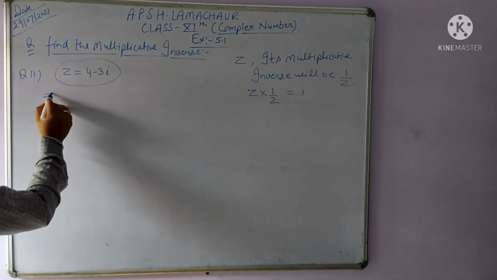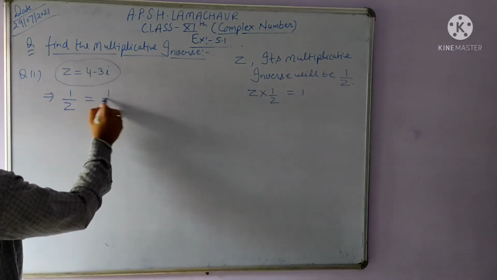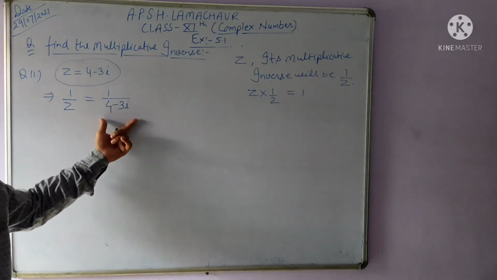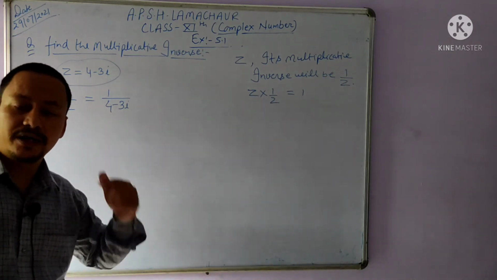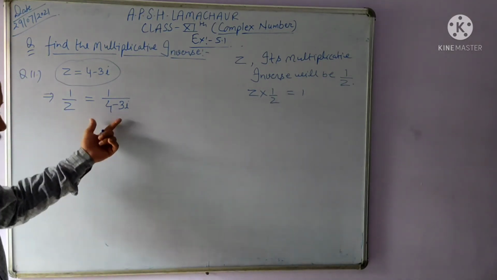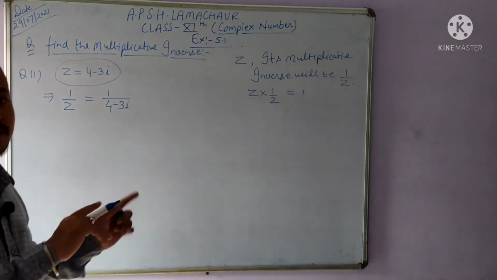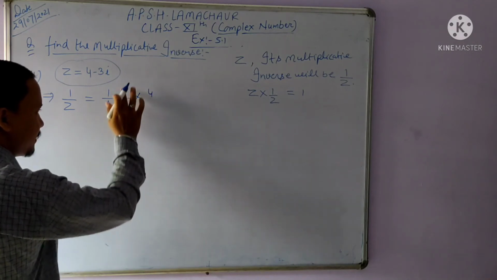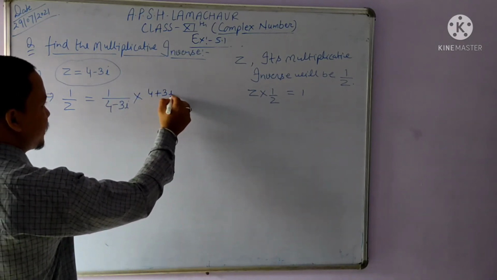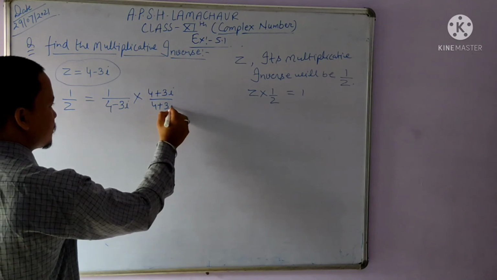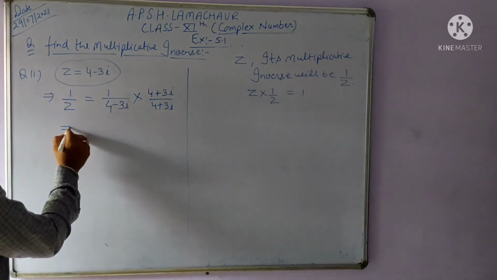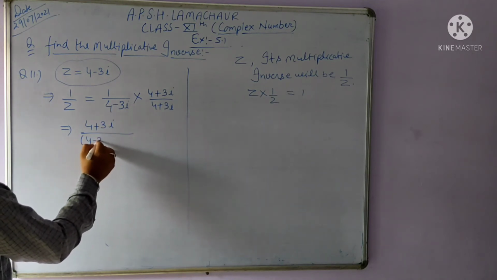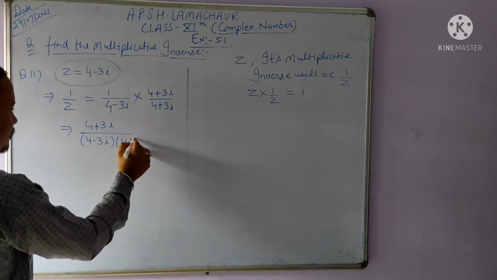So this is z, then obviously 1 upon z will be 1 upon 4 minus 3i. Now see, if you are having any imaginary term in the denominator, then what we have to do, we have to rationalize it. So what we will do here, we will multiply in numerator and denominator by 4 plus 3i. So this will be 4 plus 3i upon 4 minus 3i multiply 4 plus 3i.